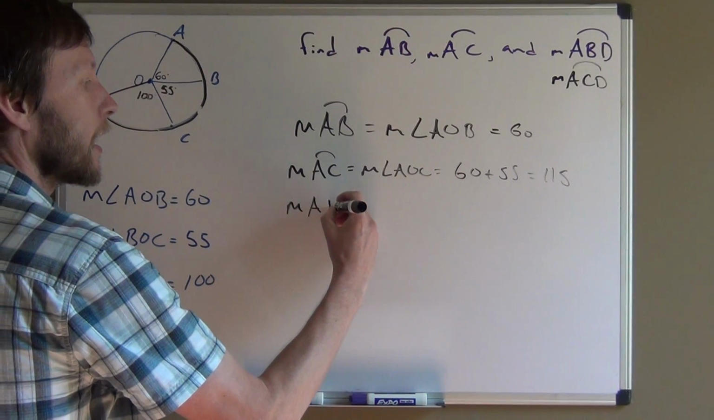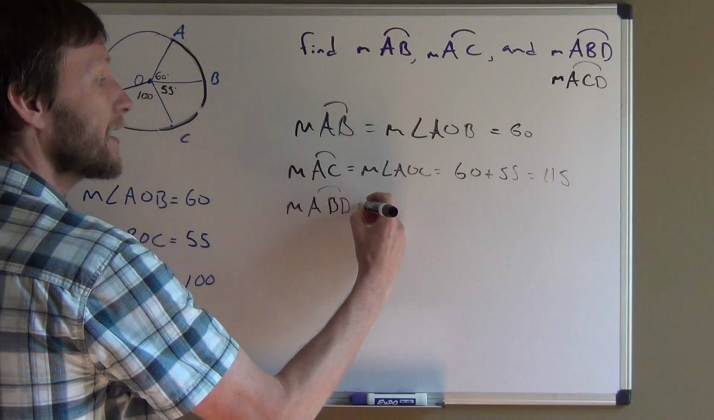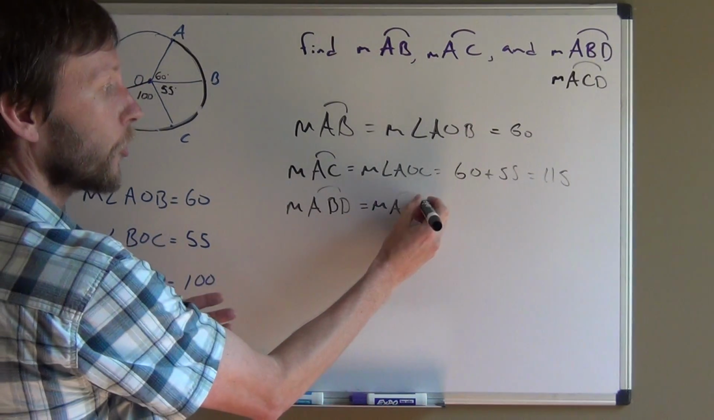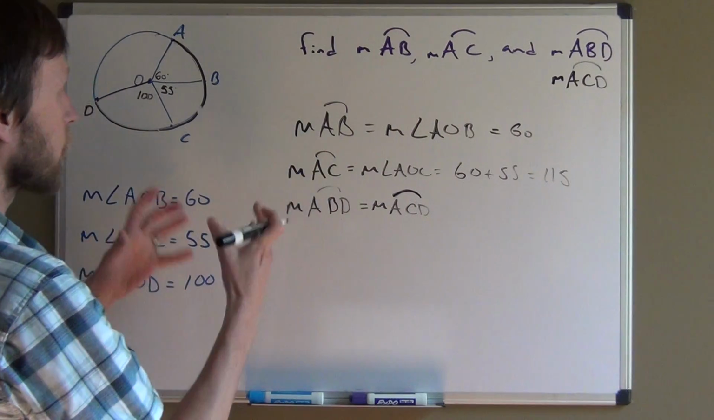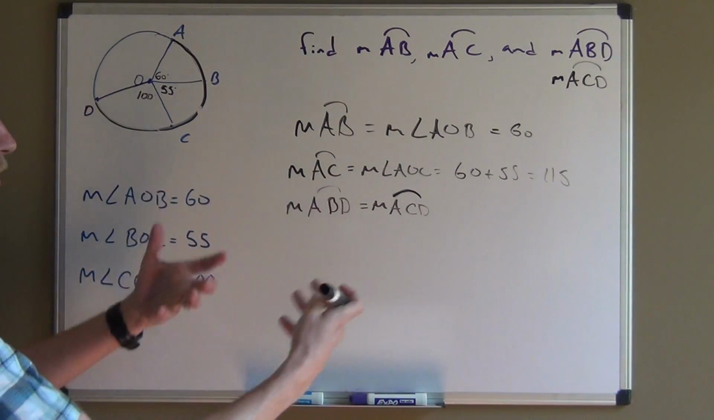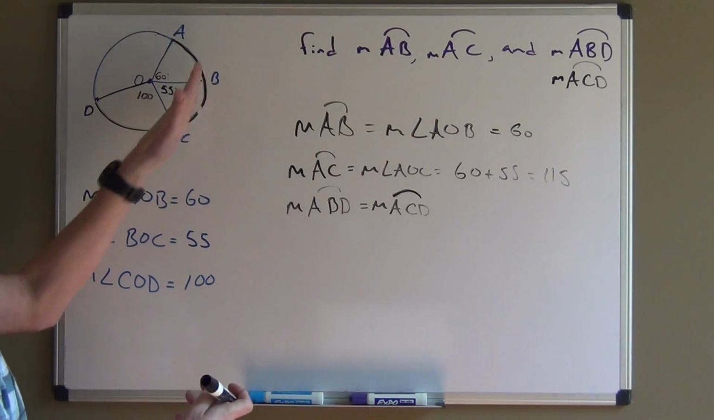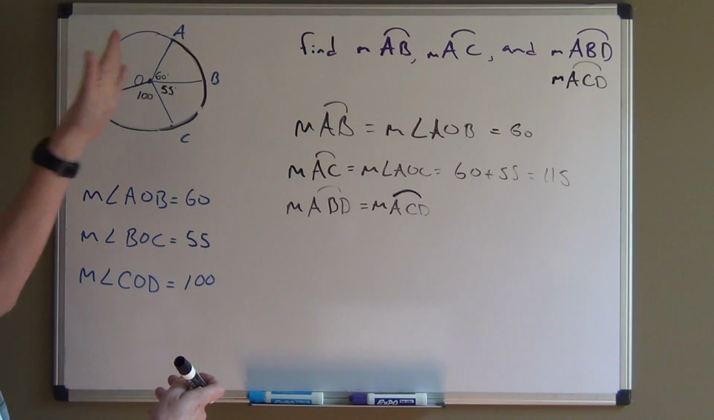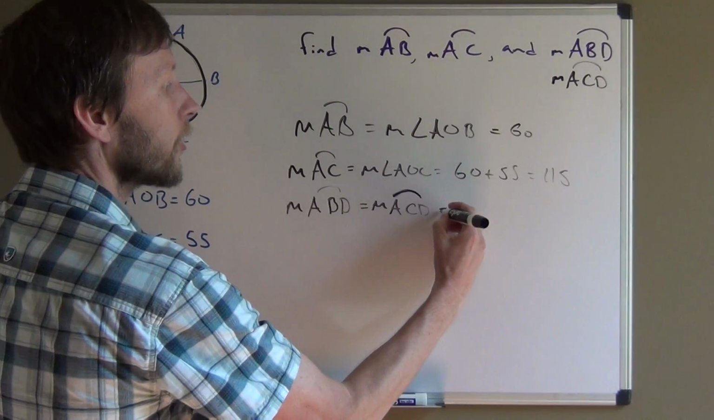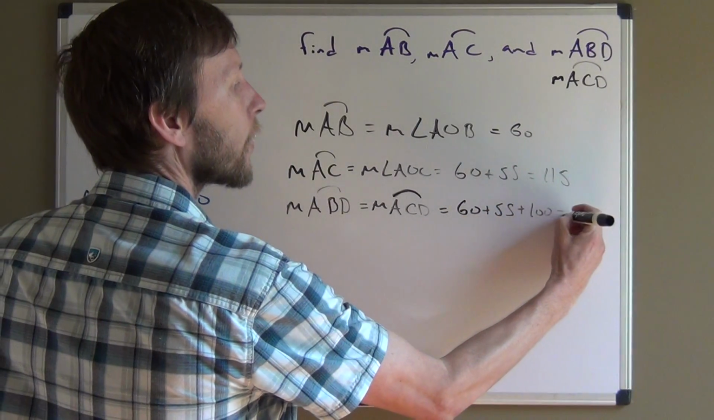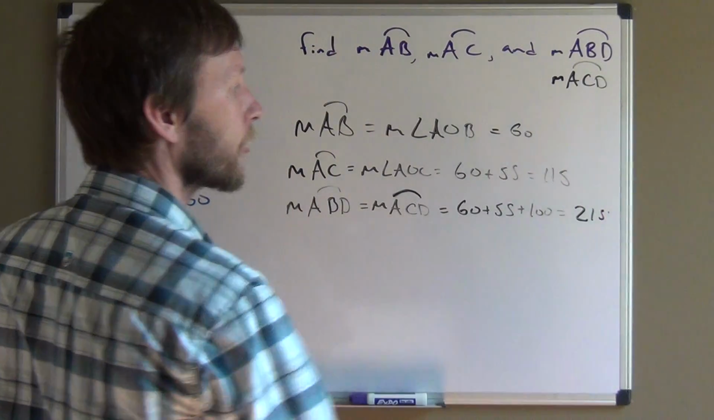The measure of arc ABD is the same as the measure of arc ACD, because they're really the same arc. It's the same arc, just different names for it. It is going to be the sum of the parts: the measure of arc AB and the measure of arc BC and the measure of arc CD. When we add up all those pieces, we get 215 degrees. Alright?